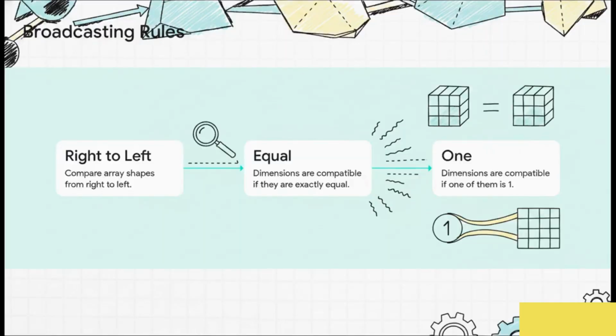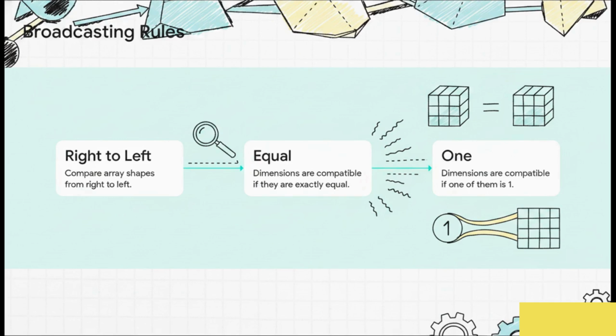Of course, NumPy needs to know how to stretch your data, so there are strict compatibility rules. First, it compares the shapes of the two arrays from right to left. Second, dimensions are compatible if they are exactly equal. And third, they are also compatible if one of them is simply the number 1. If you just follow this clear 3-step checklist, you'll know exactly how NumPy is stretching those invisible memory dimensions to make your math work.